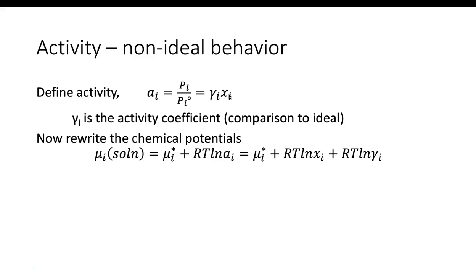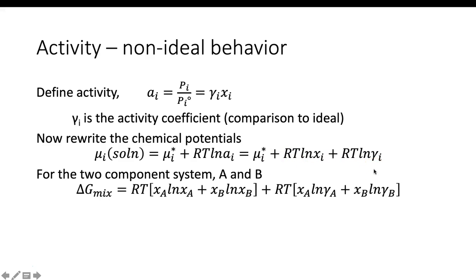And we can rewrite our chemical potentials originally so that now we have the natural log of our activity instead of the vapor pressure ratios, and we're left with a mole fraction and activity coefficient. If we have a two-component system, we end up having two parts. We have our familiar ideal part from the Raoult's law slide, so that's the ideal component of mixing, and then we have a non-ideal component of mixing.